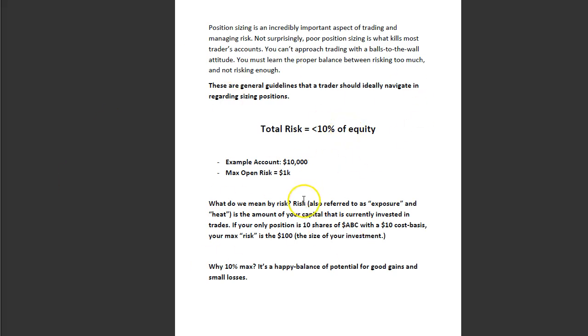Know your total heat, know how much you have at risk, and don't get caught with your pants down, guys.